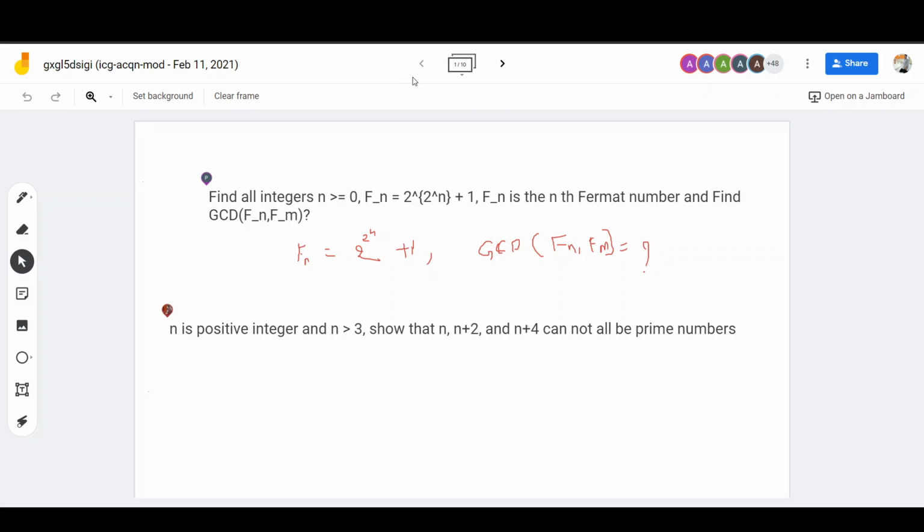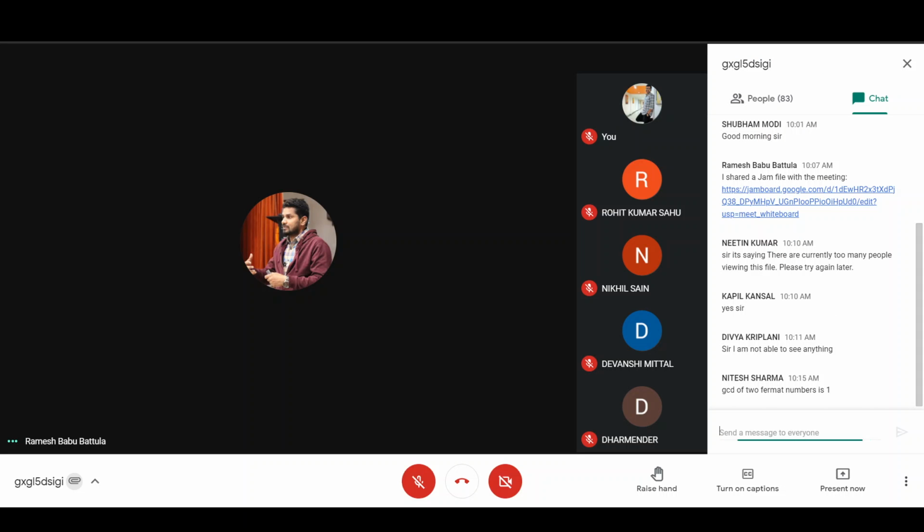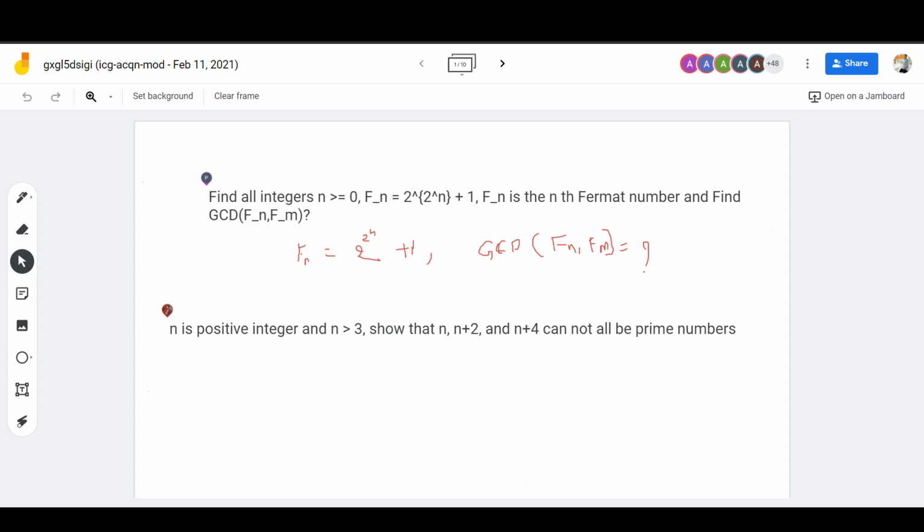So today we are going to talk about the Chinese remainder theorem. It's a very interesting problem for you. So here I am writing the CRT algorithm. We are going to be studying.